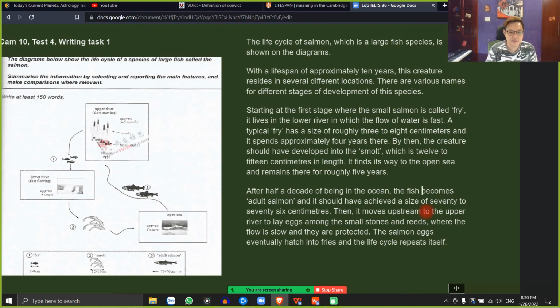Okay, let me use the same present perfect here. Mình sử dụng cùng một cái thì đi. I use the same present perfect here, dùng cùng thì hiện tại hoàn thành đi. Sau một nửa thập kỷ ở trên biển, con cá này đã trở thành là adult salmon. Mình dùng thì hiện tại hoàn thành như thế này để mà miêu tả một cái quá trình từ trong quá khứ mà nó ảnh hưởng đến hiện tại luôn. So I use present perfect to describe something that started in the past and going on and affecting the present.